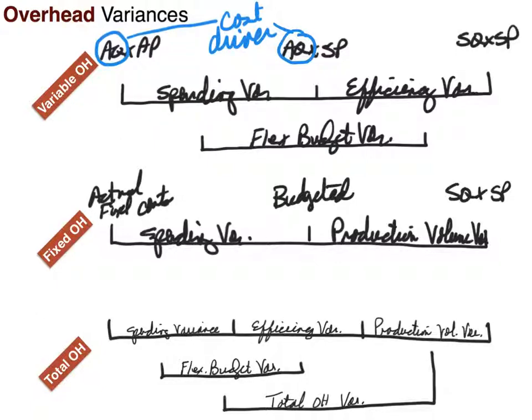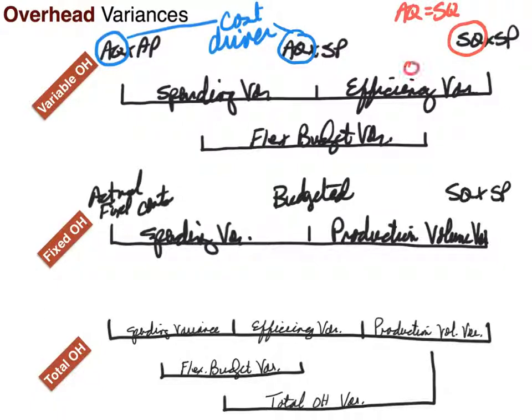Now, we also define standard quantity, and that is still the definition: what should have happened at the actual level of production that I showed you in video 1 when we were talking about materials variances. However, with overhead, it could be something different. One caveat to that rule is when production level is the cost driver. Whatever we're producing, if that happens to be the cost driver, then in that case, actual quantity will equal standard quantity.